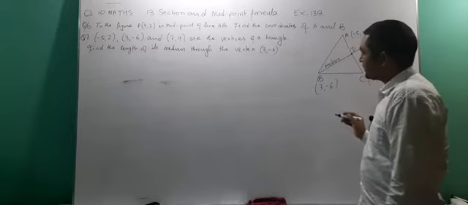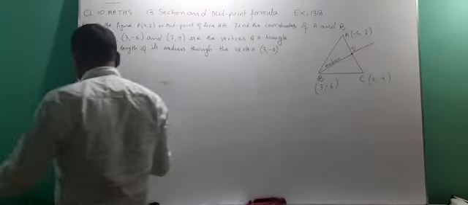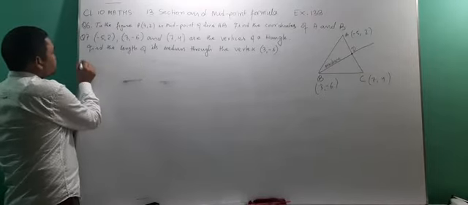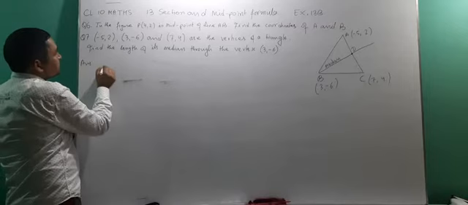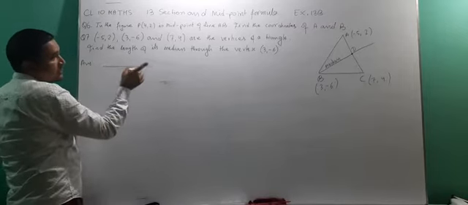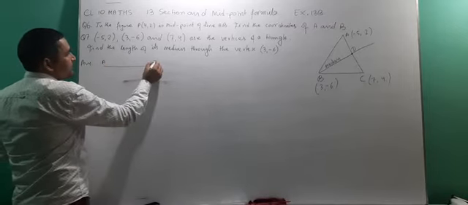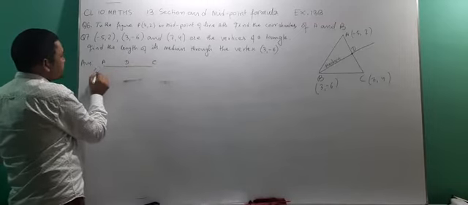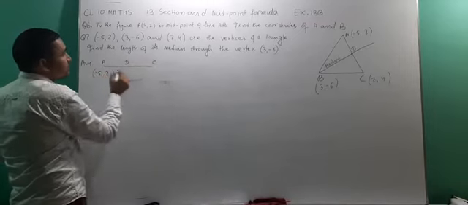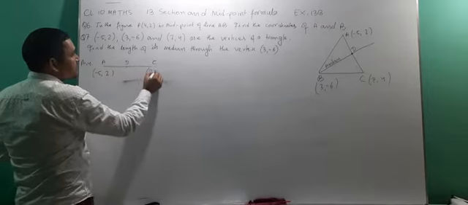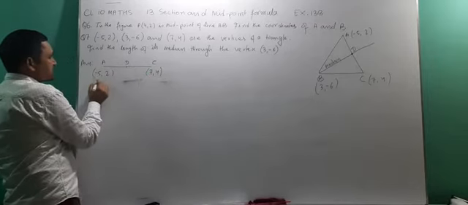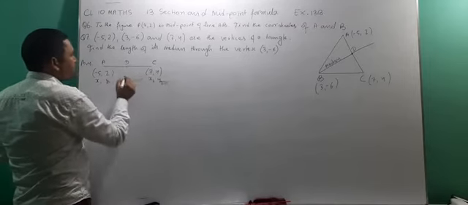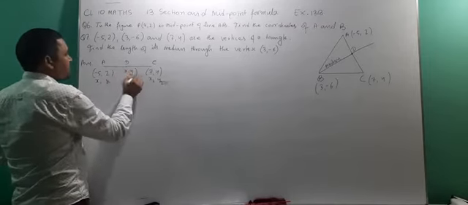To get the coordinate of D, let me draw the rough figure here. D is the midpoint of A and C. That's why I mark A, C, and this is D. A is how much? Minus 5 comma 2, and C is how much? 7 comma 4. Always mark this as x1, y1, mark this as x2, y2, and this is x, y always.